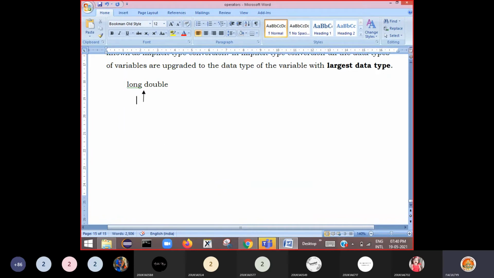Long double. Okay, so then comes double data type. That means double data type will be upgraded to long double type here. Okay, so this arrow will be creating the problem.